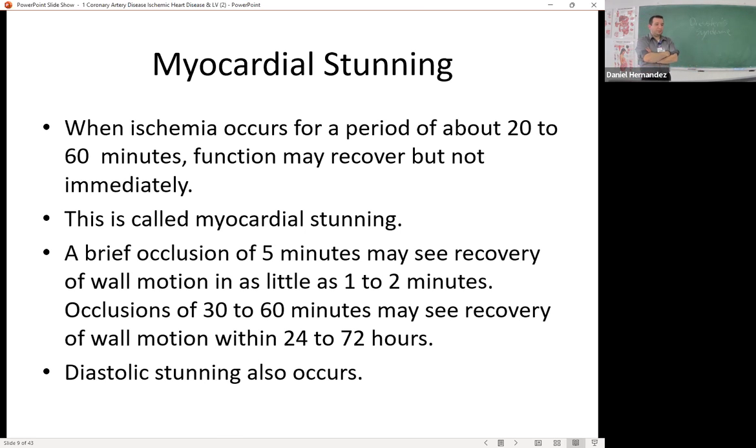These patients recover function of that myocardium. If it's a brief occlusion of like 5 minutes, these wall motions may recover in as little as 1 to 2 minutes. If the occlusion was for a longer period, say 30 to 60 minutes, we may not visualize full recovery of wall motion for at least 1 to 2, maybe even 3 days. Diastolic stunning also can occur, so this is also a diastolic issue as well.